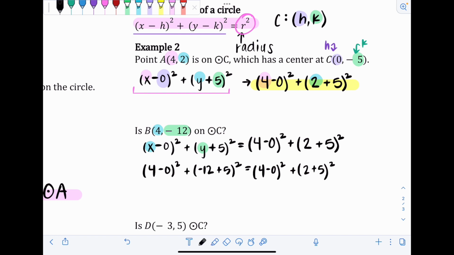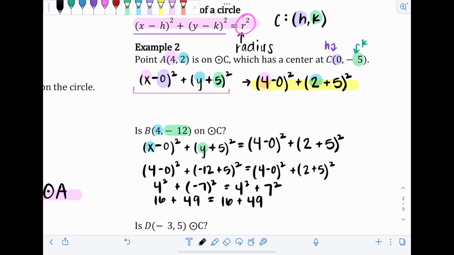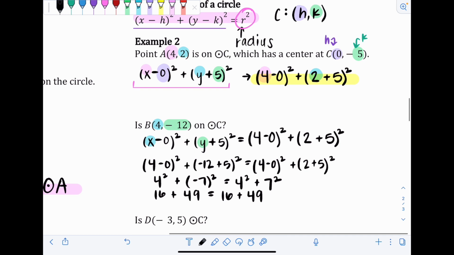Okay, so 4 minus 0 is just 4, and then negative 12 plus 5 is negative 7 squared. 4 minus 0, 4 squared, plus 2 plus 5 is 7 squared. So 4 squared is 16, plus negative 7 squared is 49, because it's negative 7 times negative 7, equals 16, plus 7 squared is 49, so another 49 right here. And then you can start to see that it is going to be equal, but we'll finish it out. 16 plus 49 is 65. So we ended up with 65 equals 65.